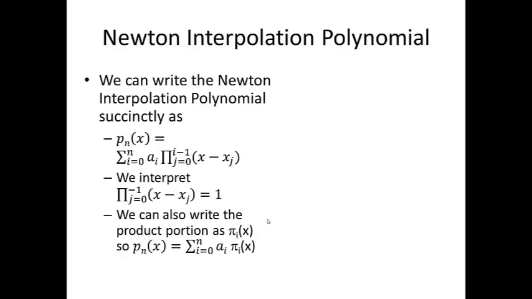We can write the Newton interpolating polynomial succinctly as P_n of x is equal to the sum i equals 0 to n of a_i times the product j equals 0 to i minus 1 of (x minus x_j). We interpret the product from j equals 0 to minus 1 of (x minus x_j) as equal to 1. We can also write the product portion as pi_i to make it even more compact, so P_n of x is equal to the sum i equals 0 to n of a_i times pi_i of x.